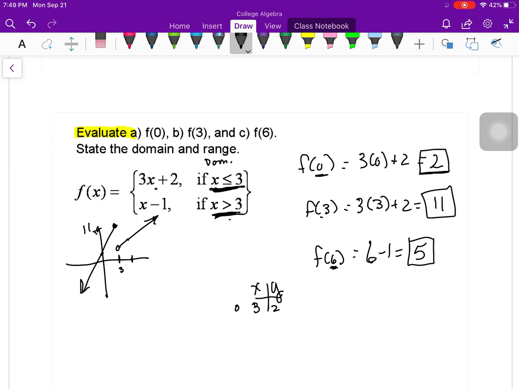So I see that every one of these x values was used. So again, my domain, x, is all reals. And my range, what y's were used? This y, this y, this y, this y. All y's were used. So y is also all reals.